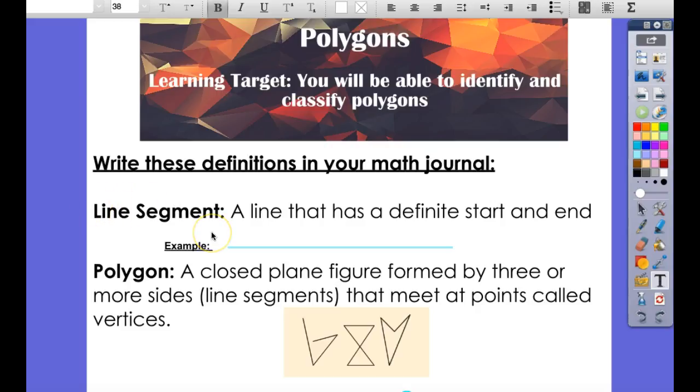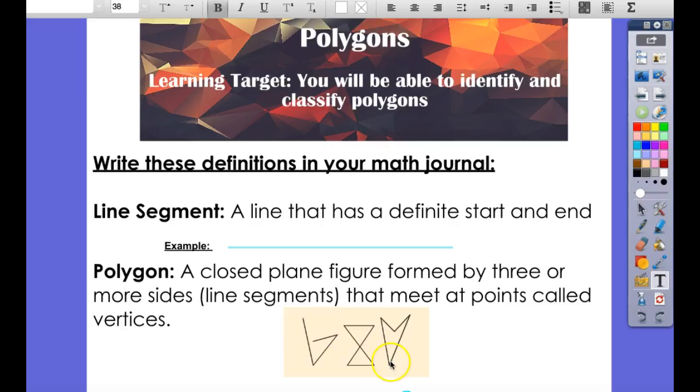So first of all, a line segment, I know that it sounds like something complicated, but it's actually pretty simple. A line segment is a line that has a definite start and end. So when we're talking in mathematical terms, we want to make sure that we know that when we have a line segment, it's just part of a line. The line doesn't keep going in either direction. Starts here and it ends here. It is just a part of a line. It's a line segment. And a polygon is a closed plane figure formed by three or more sides or line segments that meet at points called vertices.